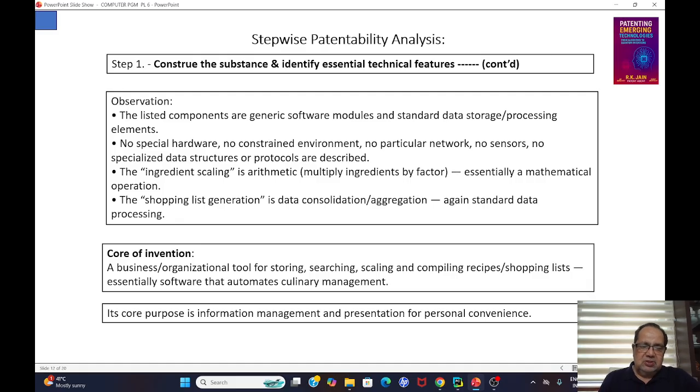So the core of the invention is a business organizational tool for storing, searching, scaling, and compiling recipes. Essentially a software system that automates culinary management. So the core purpose is information management and presentation for personal convenience. So under step 1, after breaking down the claim, we have identified the substance of the invention: it is an information and presentation system for personal convenience with respect to culinary management as determined by the user.